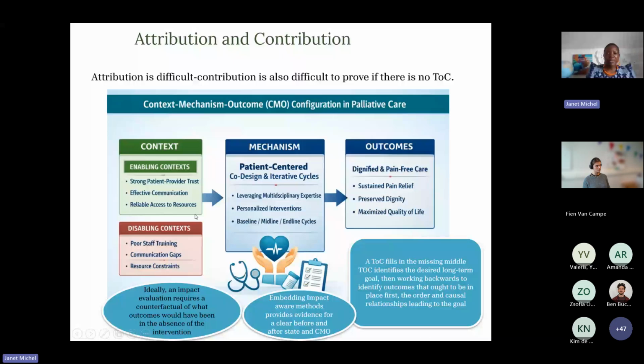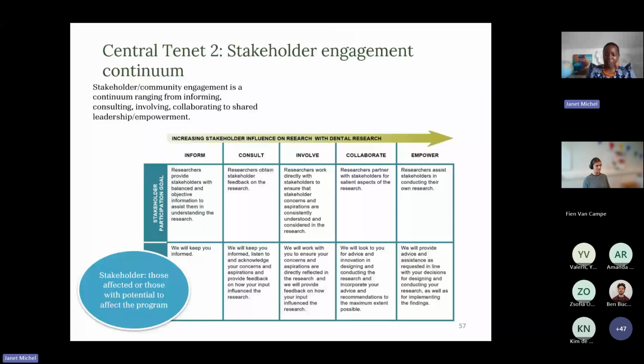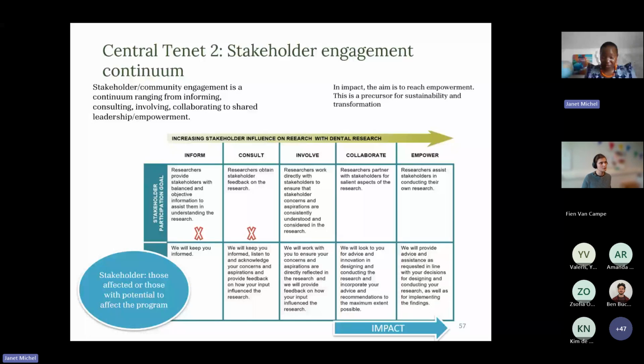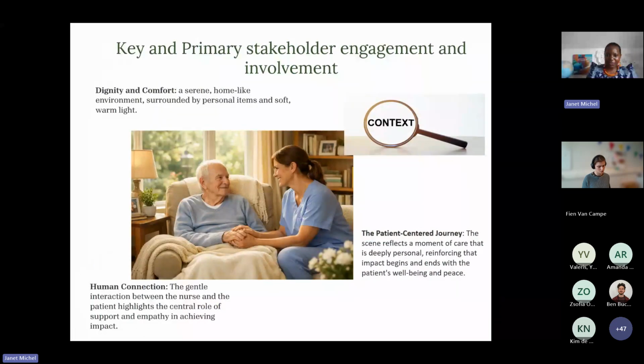The second central tenet is stakeholder engagement. It's worth saying that stakeholder engagement is a continuum, and very often people just inform a patient. That's not sufficient if we want to achieve impact. Or they consult the patient. That too is not sufficient if we want to achieve impact. If we want to achieve impact, we need to go beyond that and involve, collaborate, and empower the patient. And stakeholder engagement, as we can see, also takes into account the context. In what context are we dealing with?